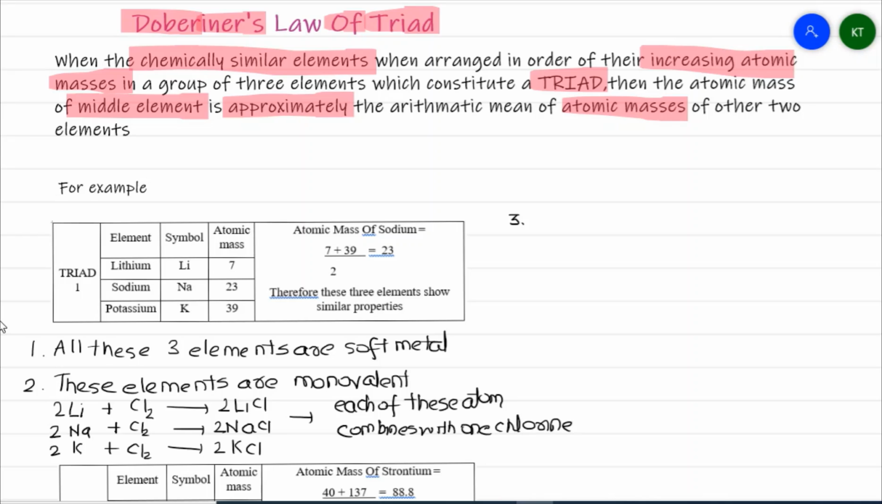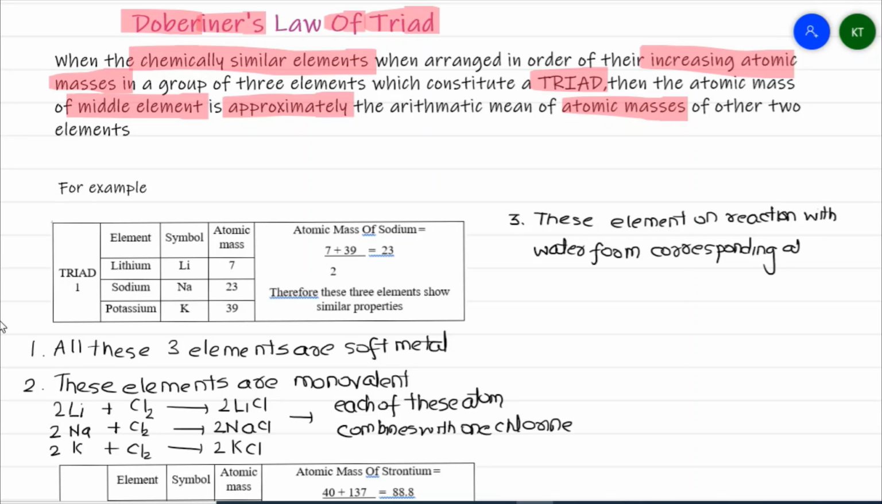And the third important property: these elements on reaction with water form the corresponding alkali and evolve hydrogen gas. So let me have lithium react with water in order to give me lithium hydroxide and evolve hydrogen.